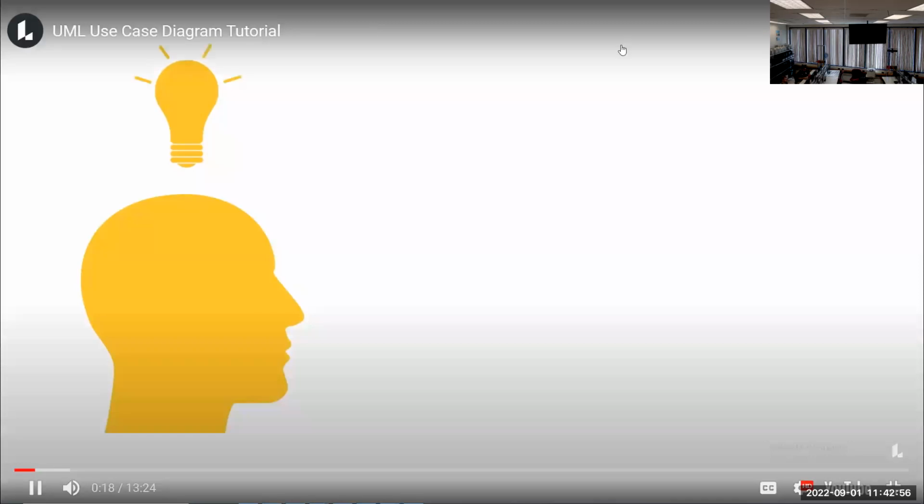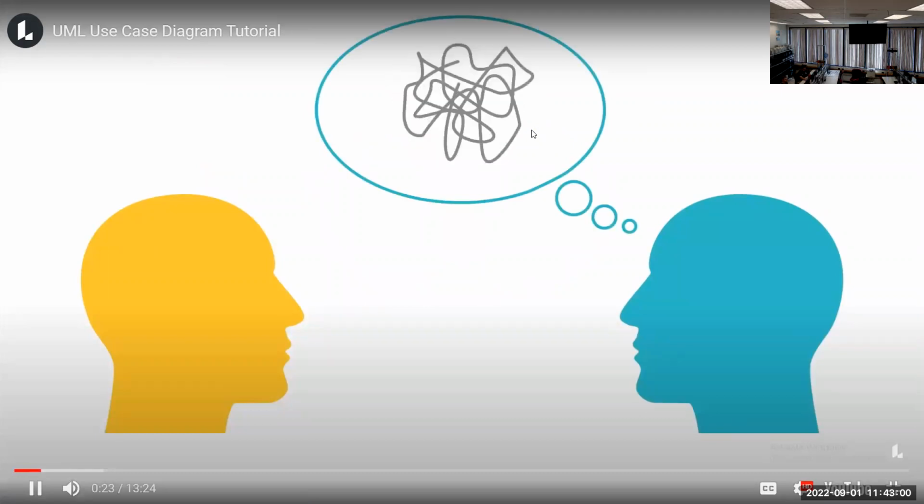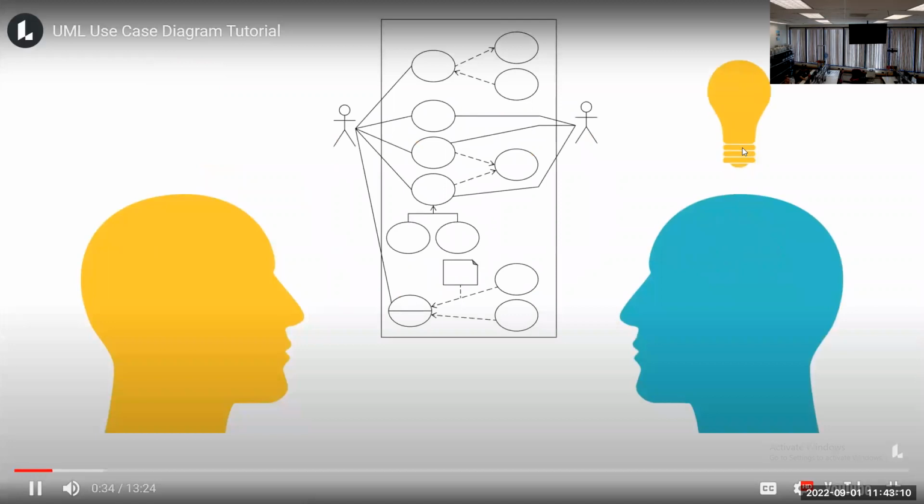Have you ever had an idea that makes perfect sense in your head, but when you try to explain it to someone else, they're completely lost? Maybe your idea is for a new app, and every time you talk about it, people don't really understand how they'd interact with the app or what it would do. This type of scenario is where a use case diagram is very helpful.